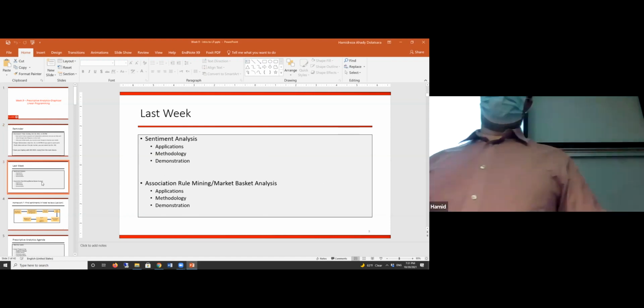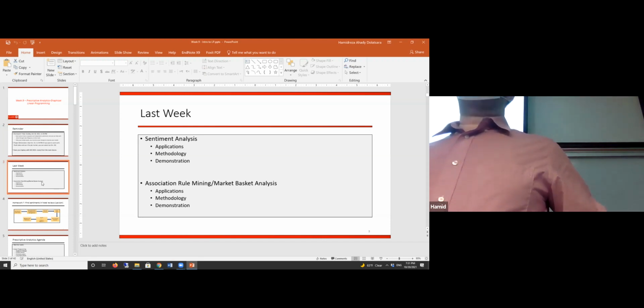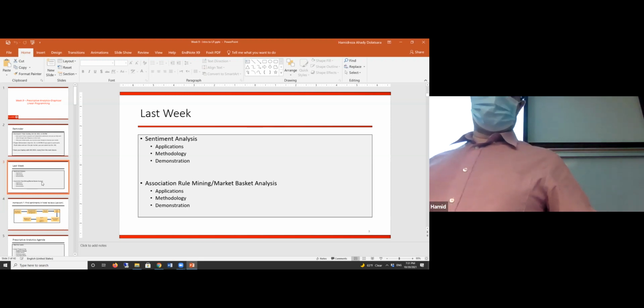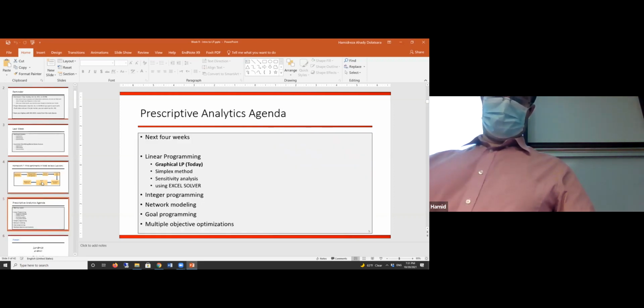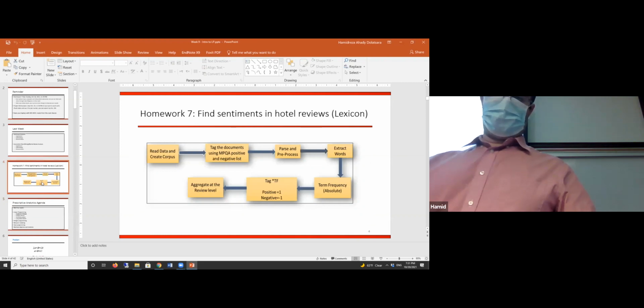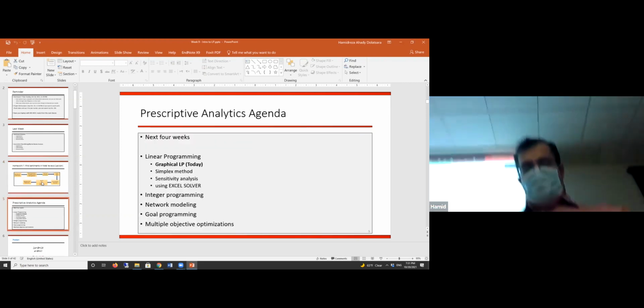But just as a recap, in the previous classes, we did some hands-on experiences in sentiment analysis and association rule mining, and we had some transaction data, and based on transaction data, we tried to understand some association rules between items that we have. Okay, excluded this assignment, so it's not your assignment.